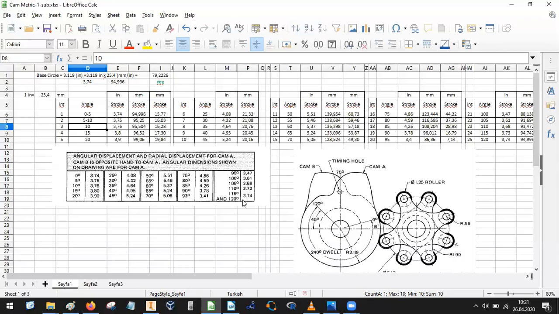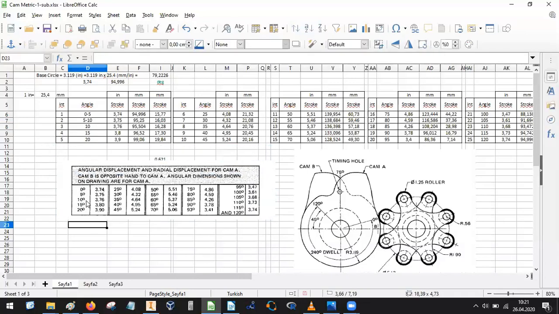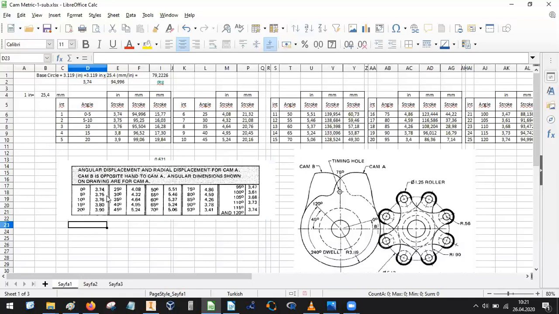At the end, we have 115 and 120 degrees, and it is steady at this position, which has the same amount of stroke. This is the degrees intervals, and the other column here is the stroke interval or the base circle interval.